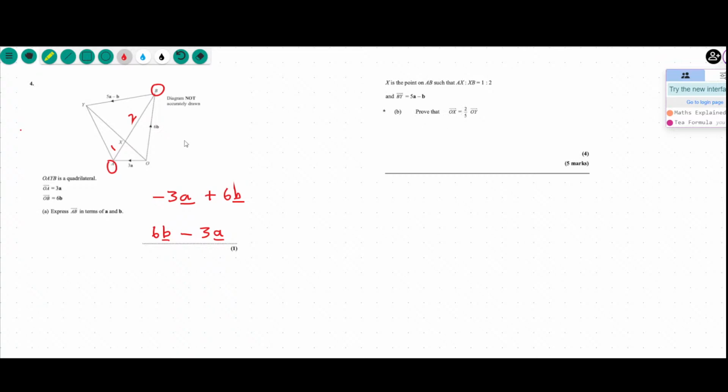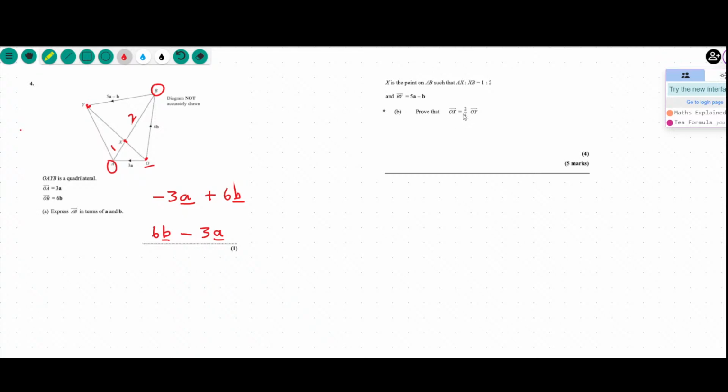Prove that O to X, where is that? Here, there's O to X, which is the midpoint, is equal to 2/5 of O to Y. Right, that's why we need B to Y, because we now need a journey. We need to define O to Y. And I can see if I go via B and then go across that new section that we've just been told about, it's a hint to say we might want to do it that way.